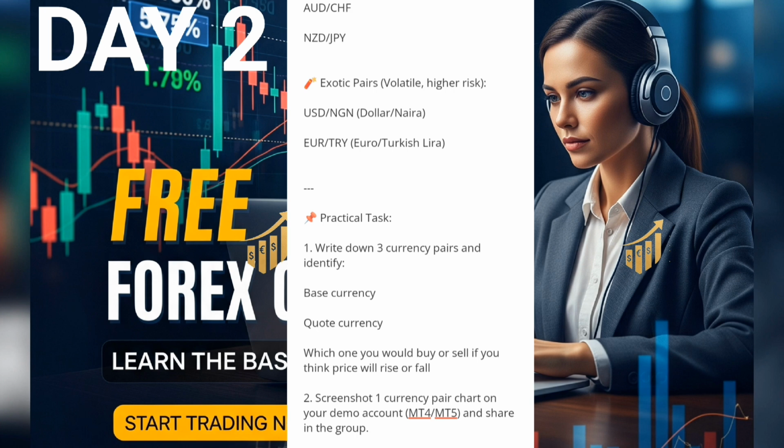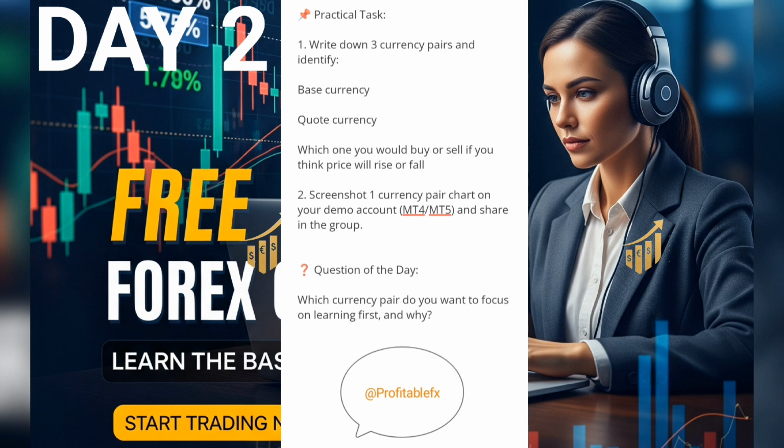Practical task. 1. Write down 3 currency pairs and identify the base currency, the quote currency, and which one you would buy or sell if you think the price will rise or fall. 2. Screenshot one currency pair chart on your demo account, MT4 or MT5, and share in the group.